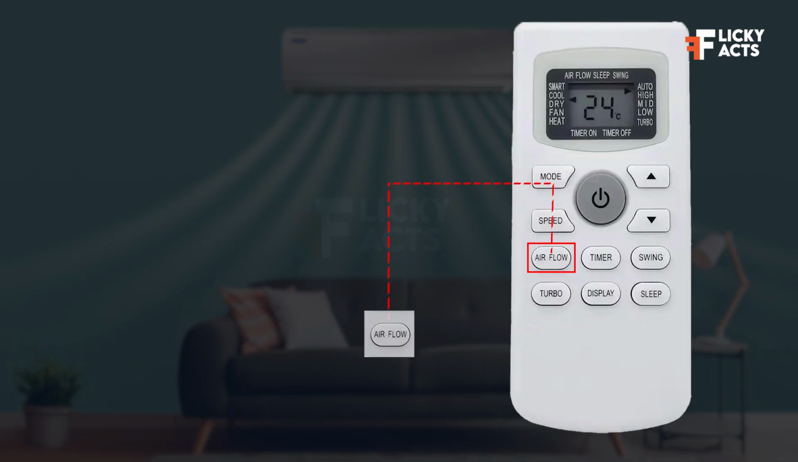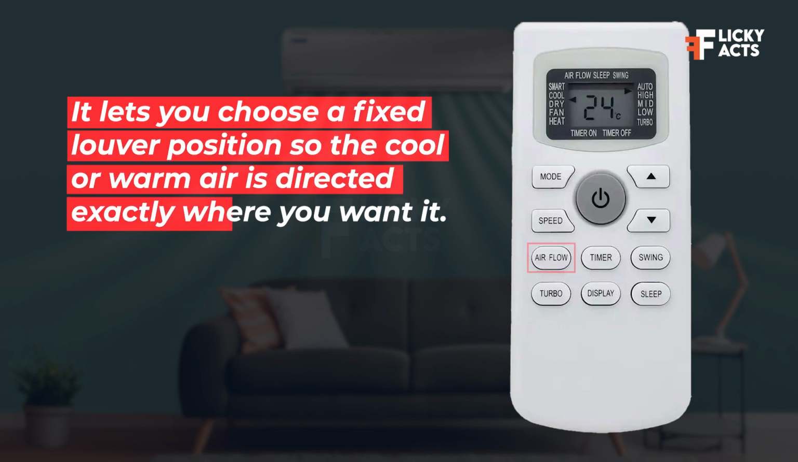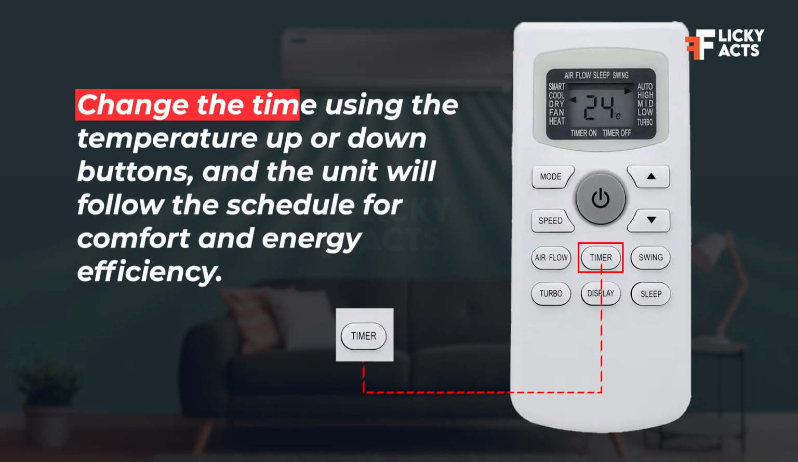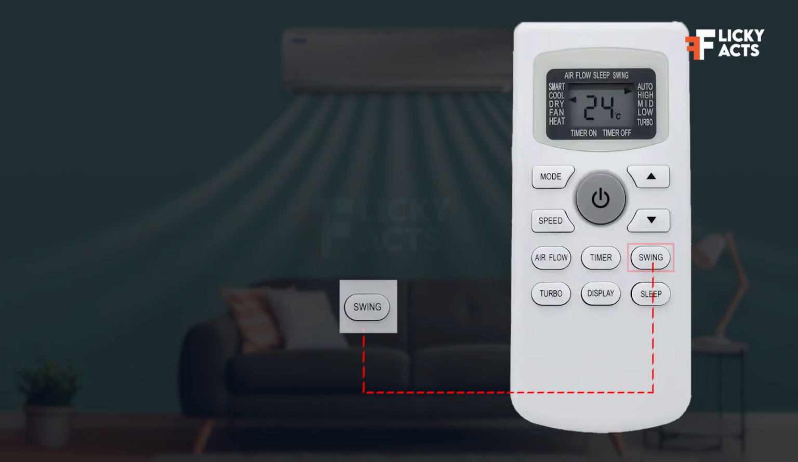Press the airflow button to adjust the direction of air coming from the unit. It lets you choose a fixed louver position so the cool or warm air is directed exactly where you want it. The timer button allows you to set your AC to turn on or off automatically at a specified time. Change the time using the temperature up or down buttons, and the unit will follow the schedule for comfort and energy efficiency.